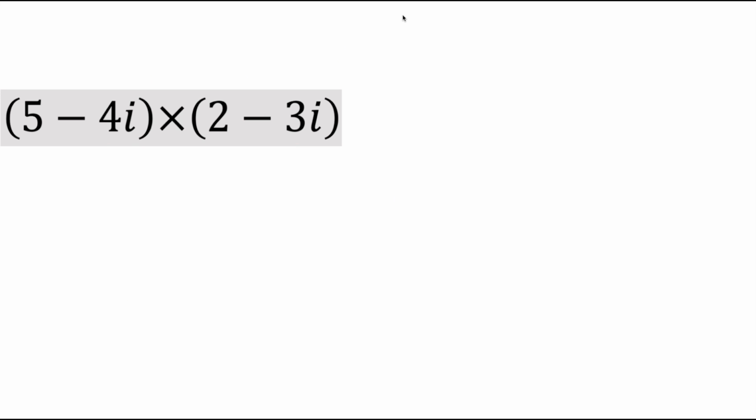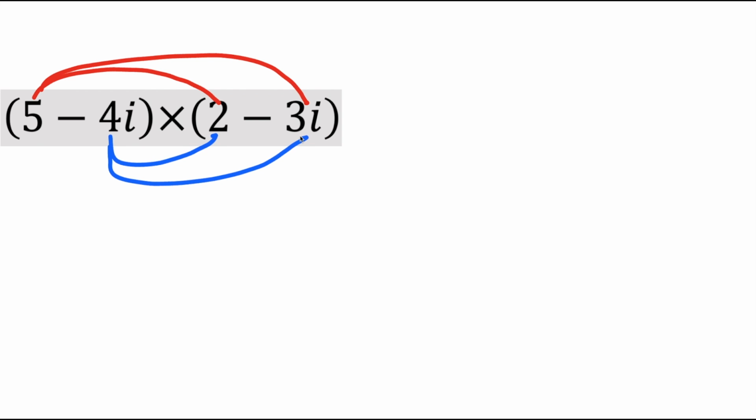Okay, so we have two more problems. I would suggest pausing the video here and attempting this problem. Okay, so same procedure. We take our 5, we times it by 2. Take our 5, times it by negative 3i. Take our negative 4i, times it by 2. Take our negative 4i, times it by negative 3i.